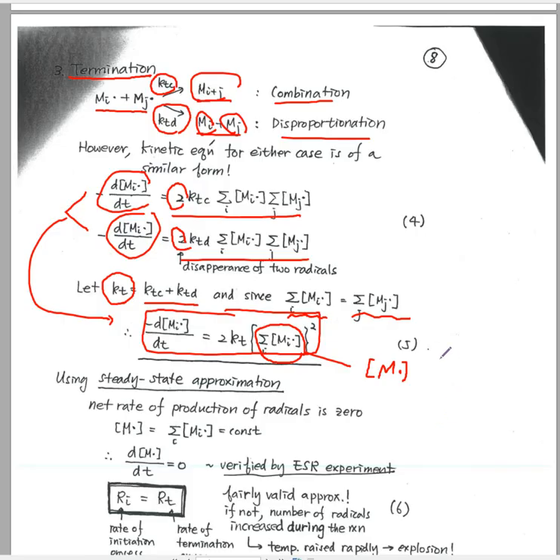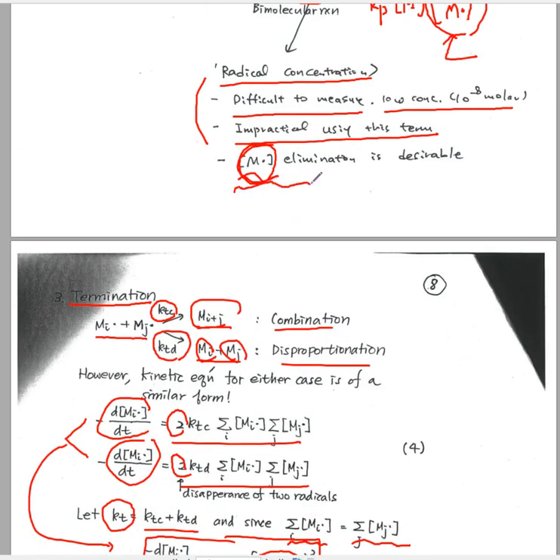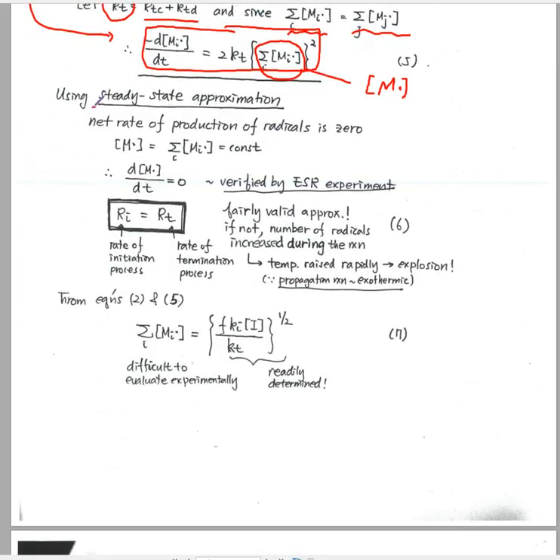So in the previous slide, we wanted to eliminate this radical concentration term, right? It's not really practical. So to do that, we'll use the steady state approximation, which means that the radical concentration is relatively constant during the process of the reaction. In reality, it is experimentally verified by ESR, electron spin resonance experiments. So it's not really a vague assumption. It's a fairly valid approximation.